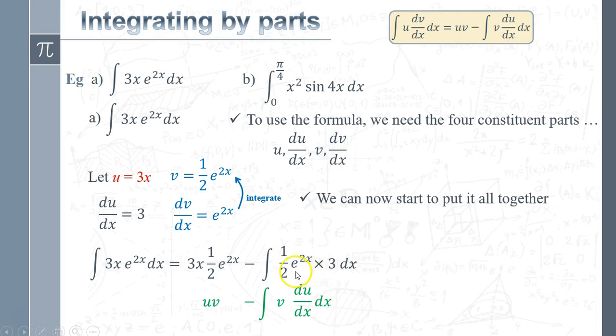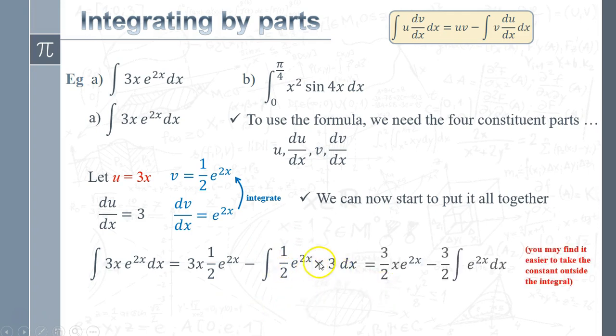But as it turns out, this thing now is a whole lot more simple. Let's just do a bit of tidying up. What I've done there is just tidied up this term, and I've taken the 3/2, 3 times a half, outside the integral because in my head it's just a whole lot easier to deal with constants when they're outside the integral. And you can see we're left with just the integral of e to the 2x, which is fairly simple and straightforward.